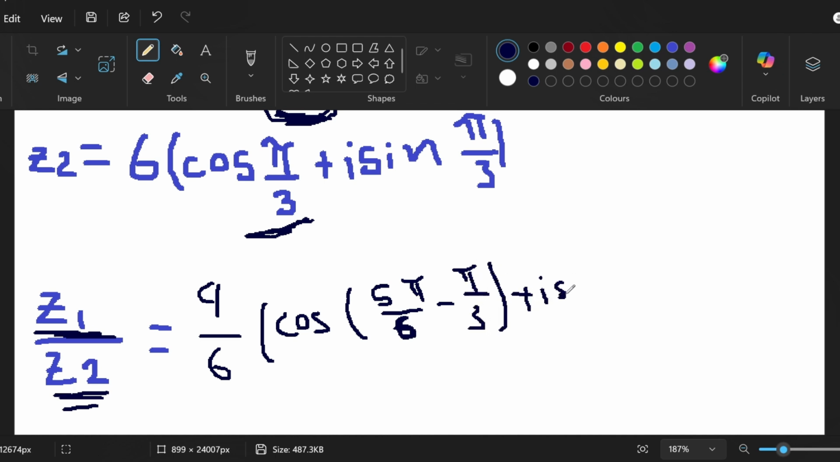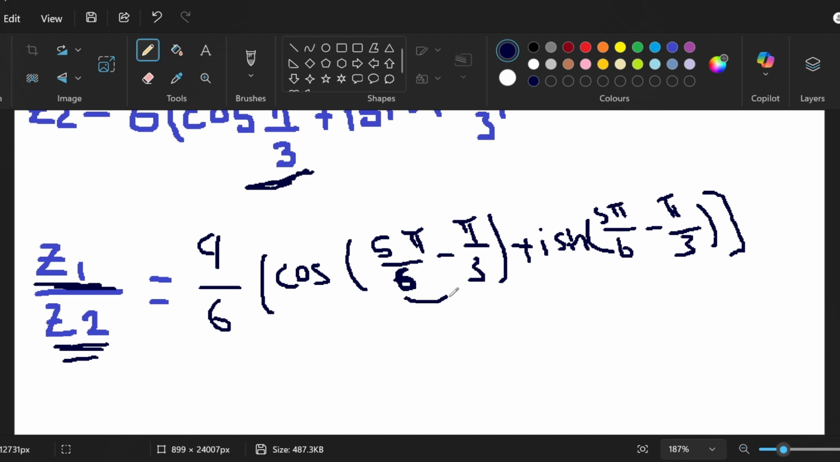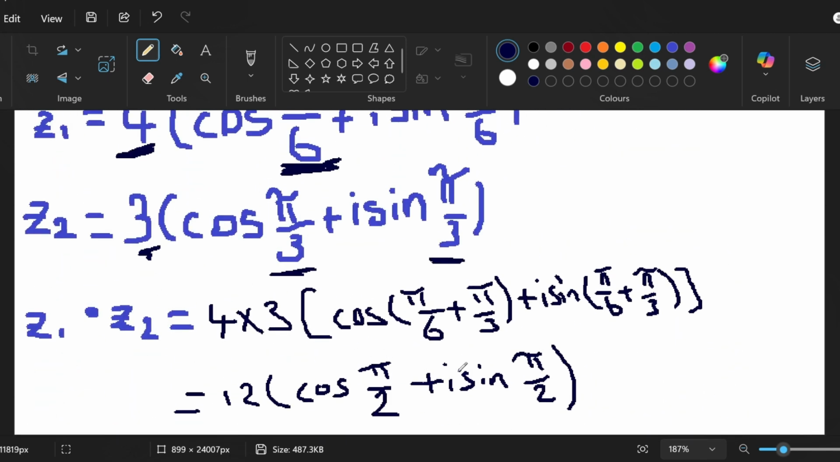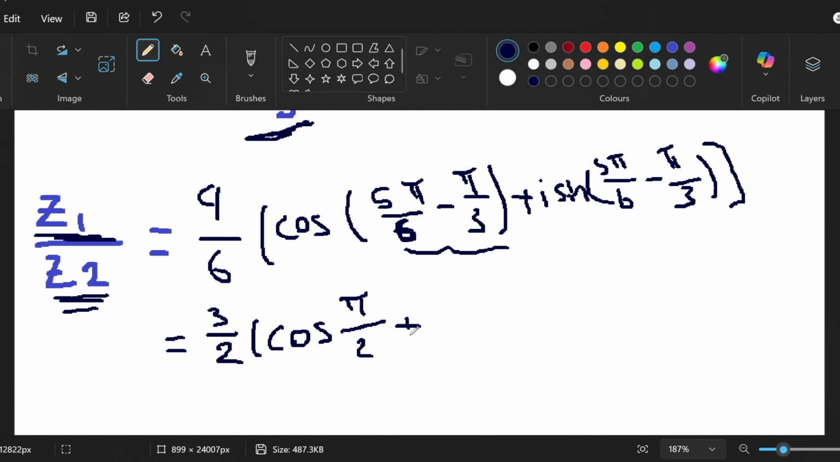Then all of this plus I sine the same argument here, minus pi over 3. And then I can put these into my calculator, and this just works out in my head here as 3 over 2 times cos pi over 2. Same as the last case, but that's just coincidence. And then this is all plus I sine pi over 2.